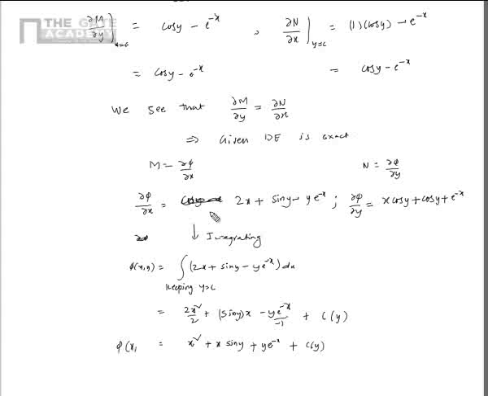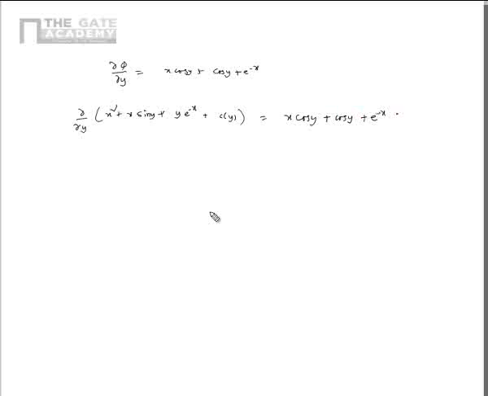Now, how do I get this c(y)? Well, I have the other equation, so just substitute here. Let's substitute into ∂φ/∂y, using x cos y plus cos y plus e^(-x). Differentiating with respect to y, this will be x cos y plus e^(-x), then plus c'(y), where c' means dc/dy.